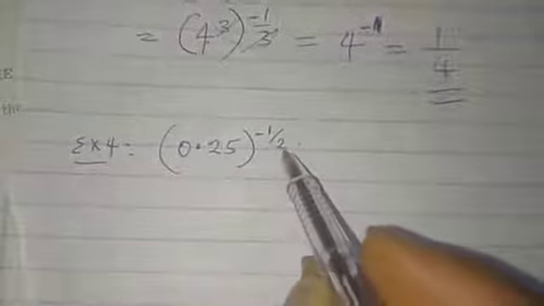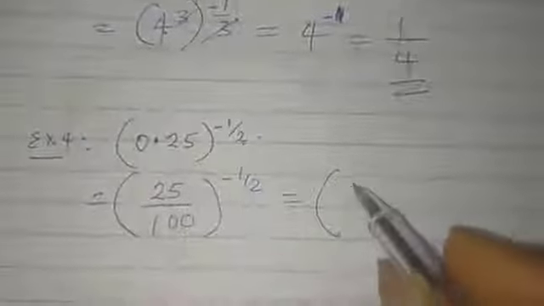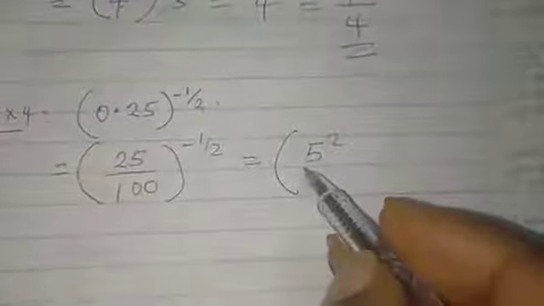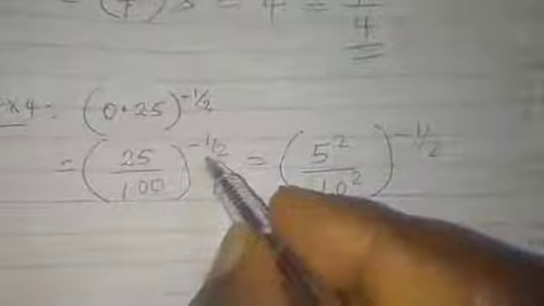Another example, I have another one here, 0.25 raised to power minus 1 over 2. So we first need to transform this to a fraction. This is a decimal, and we transform it to a fraction. We should have 25 over 100. This raised to power minus half. Now, we know the index of 25. So the index of 25 will give me 5 raised to power 2. I've shown you another time. And the index of 100 is 10 raised to power 2. Then raised to power minus half.